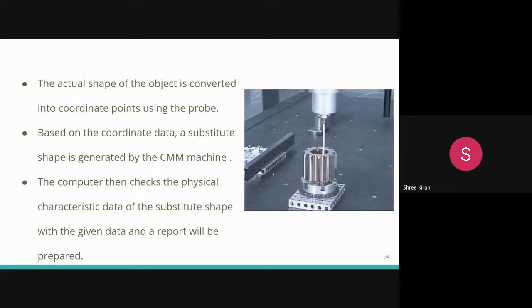The computer then checks the physical characteristics data of the substitute shape with the given data, and a report will be prepared. This is what happens over here.